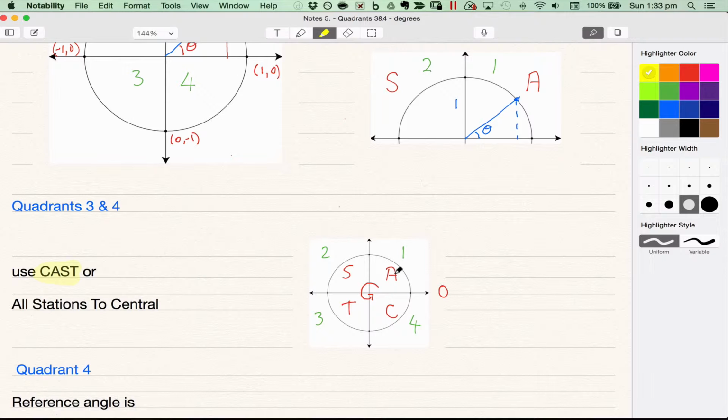Otherwise, if you'd prefer to start in quadrant 1, you can use a mnemonic, which is a sentence that has one word starting with each letter that you need. So the example here I've got is "all stations to Central", and it's talking about a train that's stopping at every stop all the way to Melbourne Central in the city. So it would go all stations to Central. I don't mind how you remember it, but you will need to remember those 4 letters and which ones are positive in which quadrant. You might like to make up your own method, that's completely fine as well.